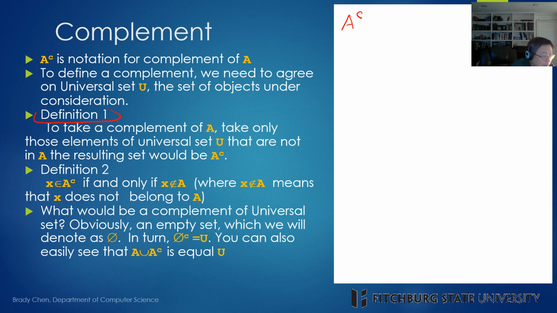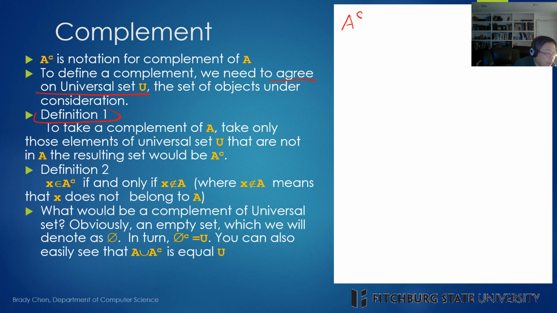So in that case, in order to define a complement, we need to agree on a universal set. What is a universal set? It's a set of objects under consideration. So when we talk about a complement, we have to agree on what's the set that includes every element we're considering.